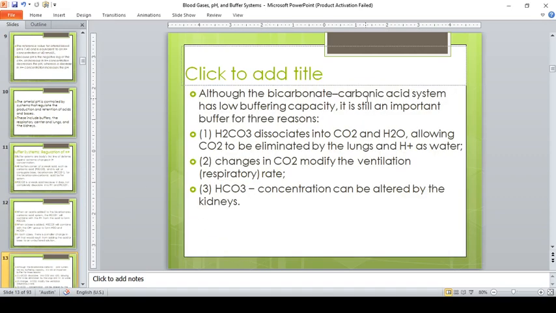Although the bicarbonate carbonic acid system has low buffering capacity, it is still an important buffer system for three major reasons. That is, carbonic acid dissociates into carbon dioxide and water, allowing carbon dioxide to be eliminated by the lungs and hydrogen ion as water. Okay? So changes in the carbon dioxide modify the ventilation. Bicarbonate concentration can be altered by the kidneys.